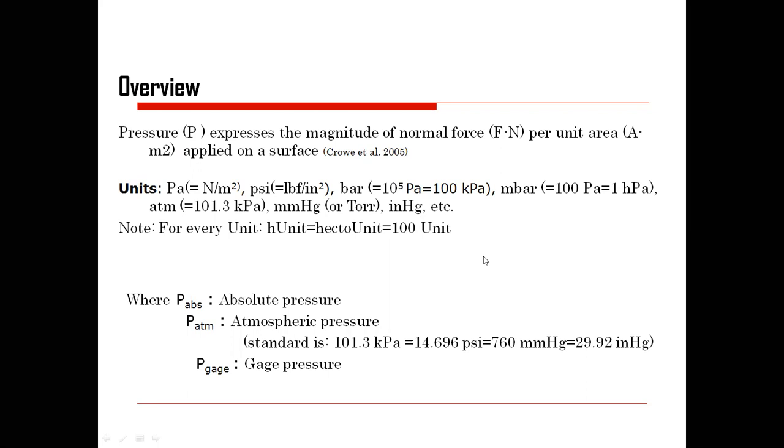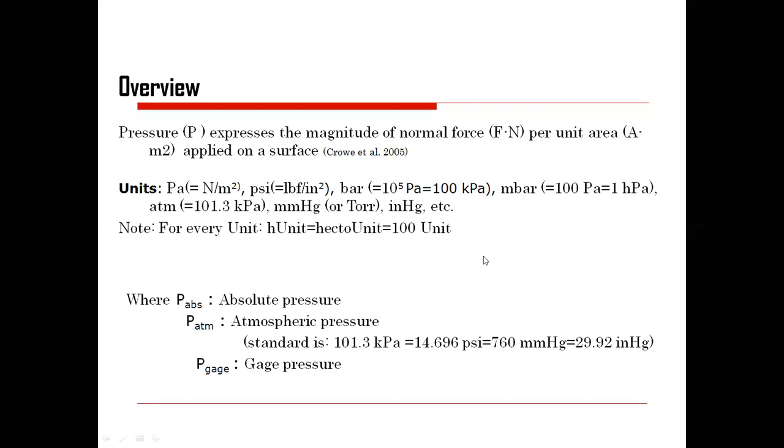Now, here Pa is equal to Newton per meter square, PSI is lbf per inch square, then bar is equal to 10 raised to 5 Pascal, equal to 100 kilopascal, millibar is equal to 100 Pascal, which is equal to 1 hectopascal, atm is 101.3 kilopascal, then mm of Hg or torr in mm of Hg. For every unit, h unit is equal to hecto unit, which is equal to 100 units.